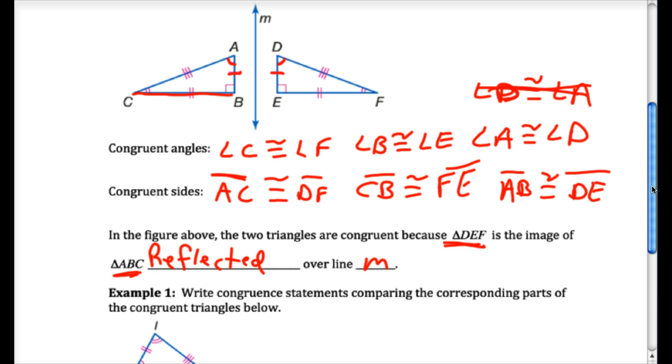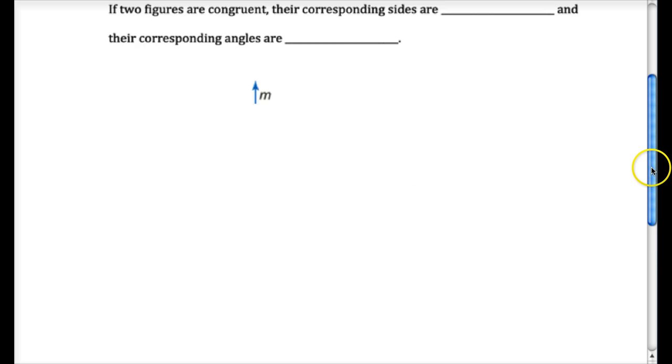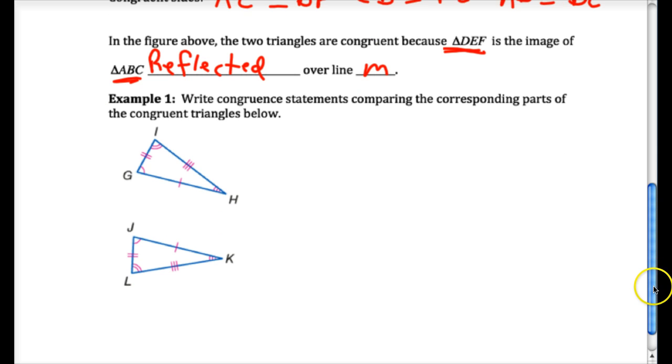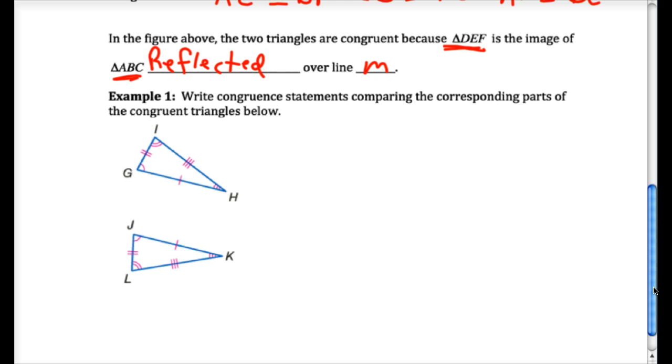So your job is to decide what kind of transformation happened. Can you guys see what kind of transformation happened in the next one without any work? Look at it. Is that a slide? Is that a reflection? Is that a rotation? Which one is it? Billy, what do you think?